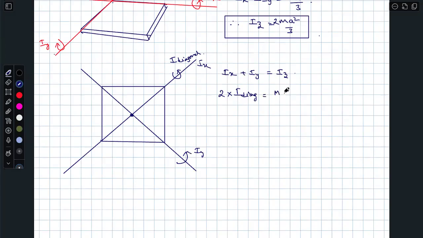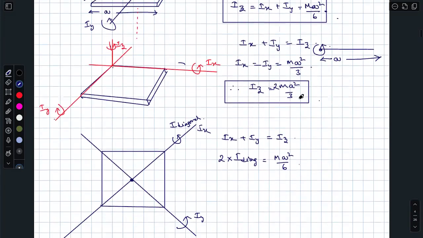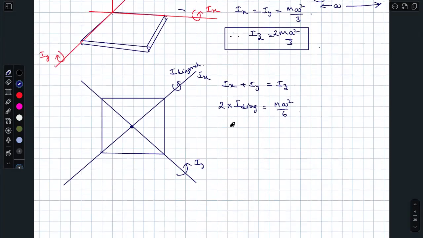But we know 2 times I diagonal is Iz. Iz is MA square by 6, just now we have derived. So therefore, I diagonal is MA square by 12.